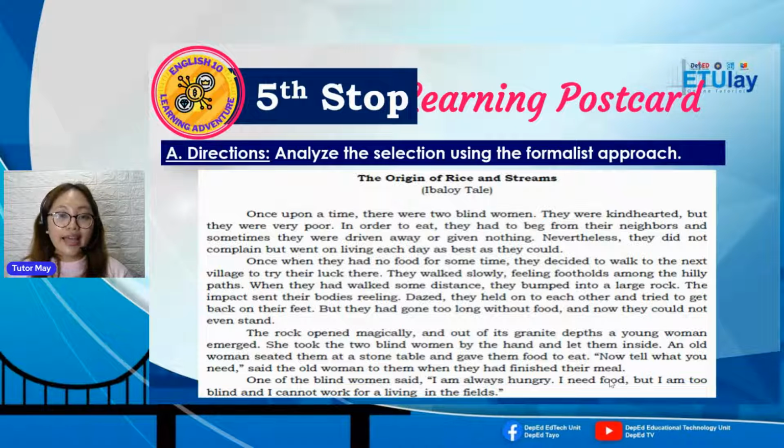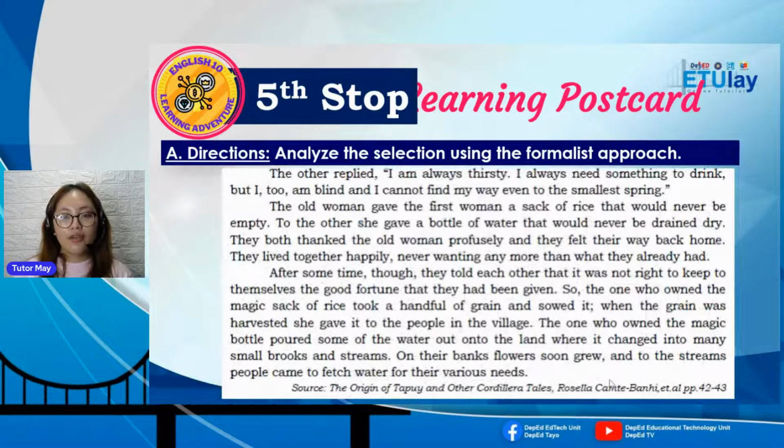So, analyze the selection using the formalist approach. Okay, screenshot po natin ha in 5, 4, 3, 2, and 1. So I hope nakuha niyo po ang screenshot ng text na iyan. Okay, 5 seconds again. 5, 4, 3, 2, and 1. So I hope nakuha po natin.